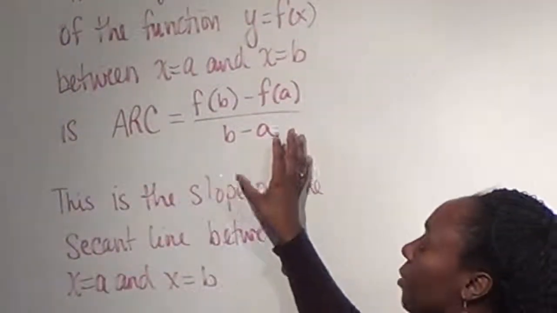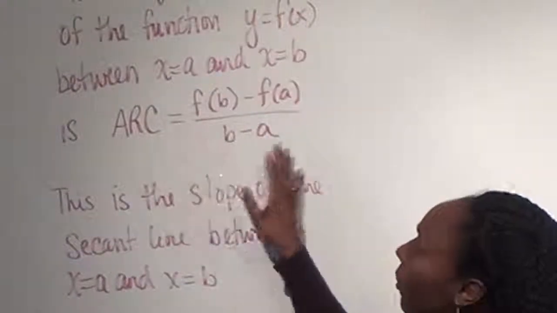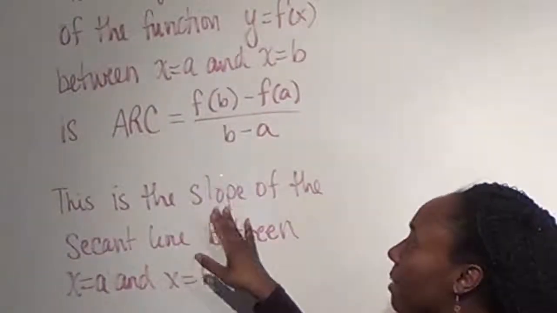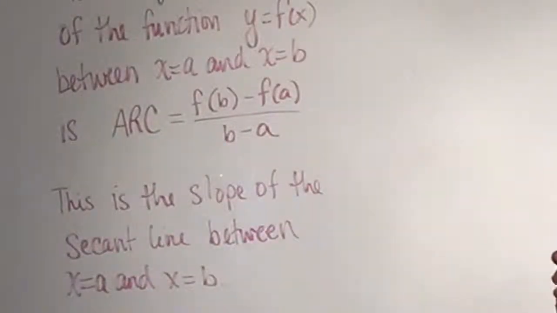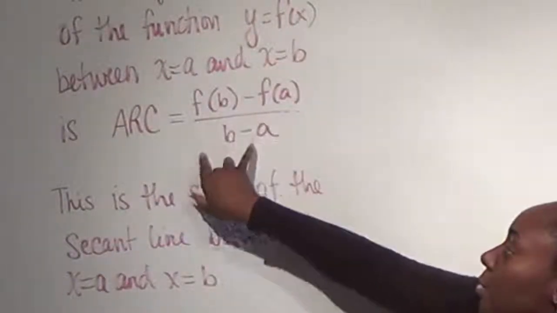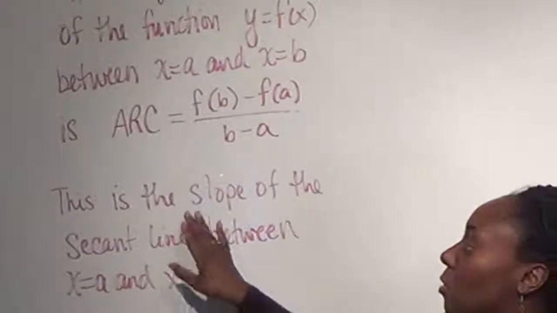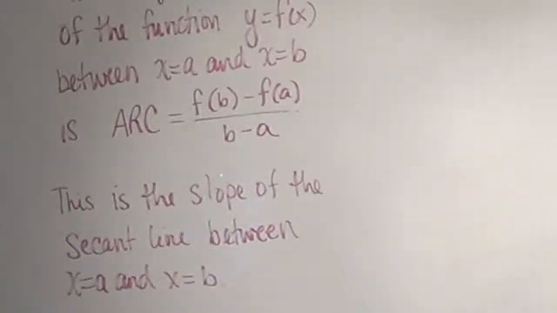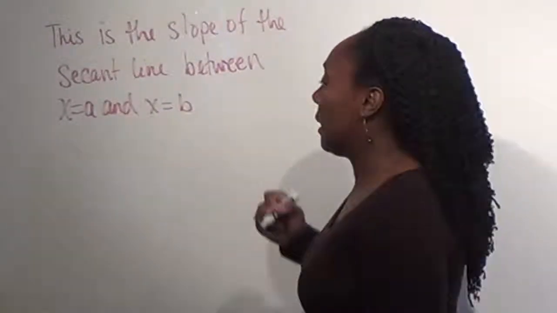One of the things that should look somewhat familiar with this expression is that this is actually a slope formula. If I think of this in terms of y's, these are the change in y's over the changes in x's. So this is the slope of the secant line between a and b. Okay, so what do I mean by a secant line?